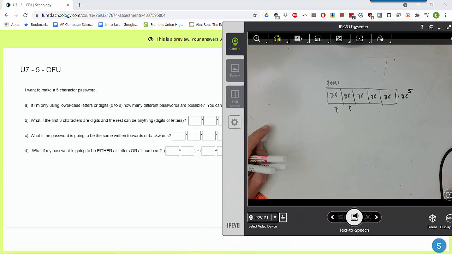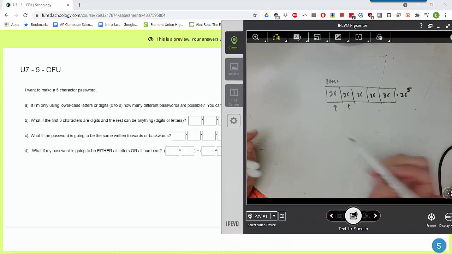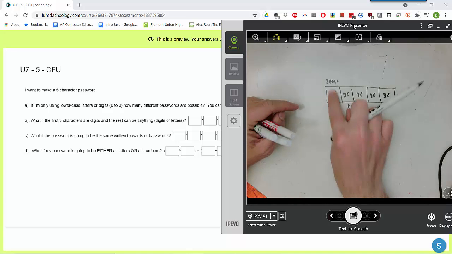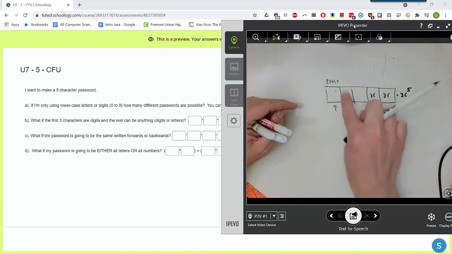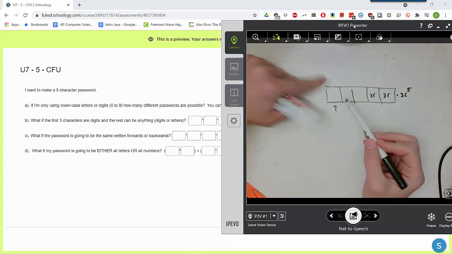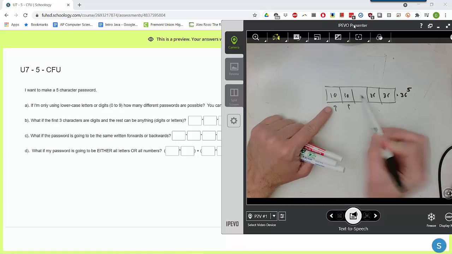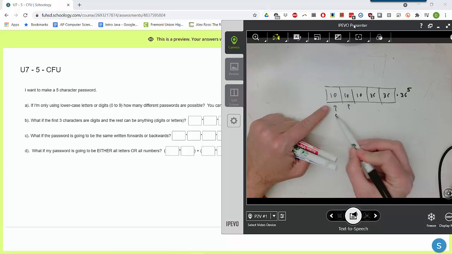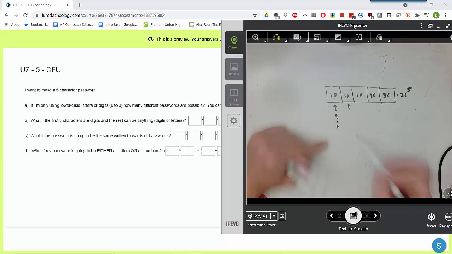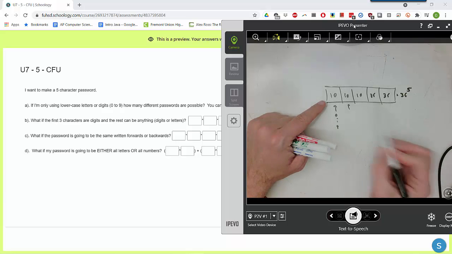Okay, what about if the first 3 characters are digits and the rest can be anything else? So if the first 3 characters are digits, that means I no longer have 36 options. I only have 10 options for each of these. Namely, the options are 0 to 9, and there's 10 of those digits total. So the answer here would be 10 times 10 times 10, 36, 36.